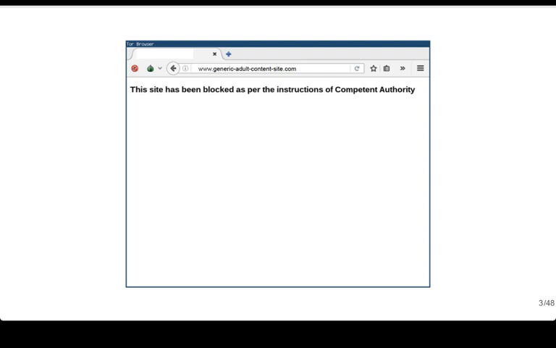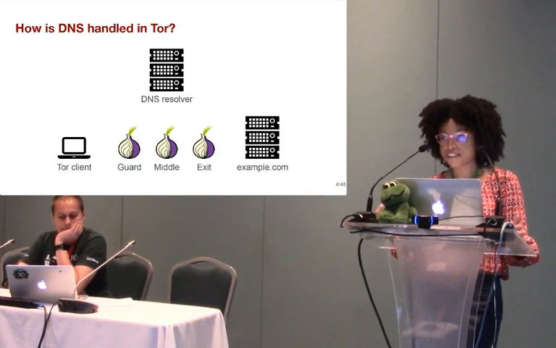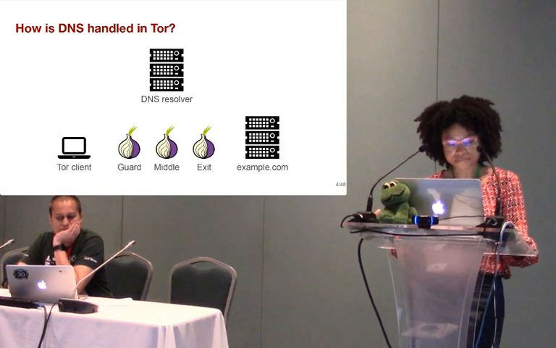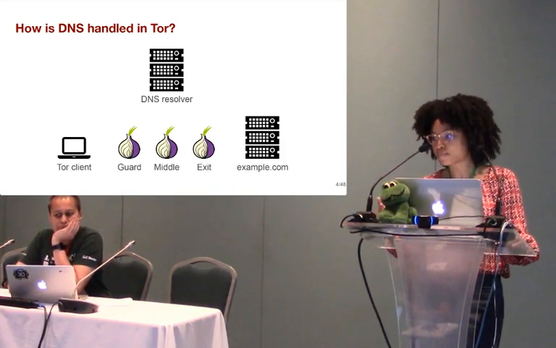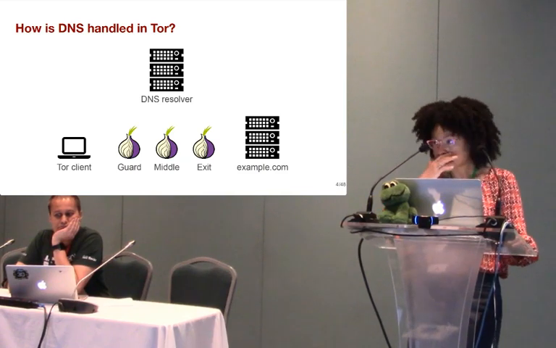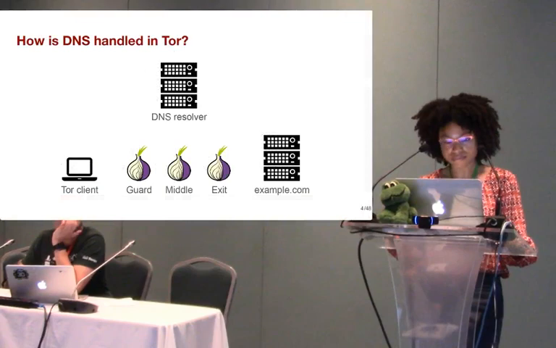Instead, users are still subject to interference at exit relays, and in this case, DNS is being used to conduct this interference. So let me give you a quick overview of how DNS works in Tor. Here we have a Tor client on the left, the Tor network in the middle, a DNS resolver on top, and the example.com web server on the right. The client is going to attempt to resolve the example.com domain name.